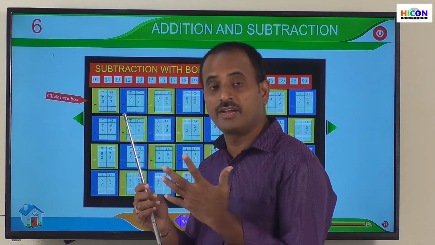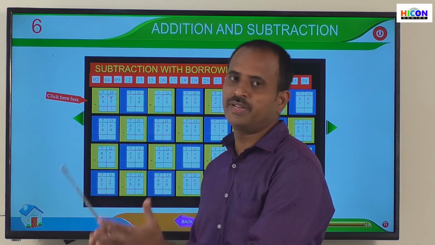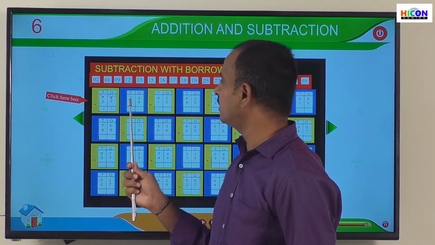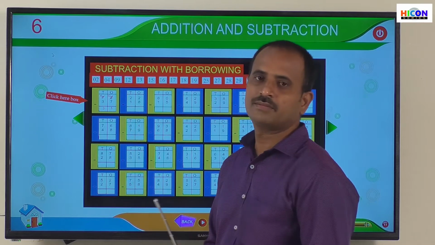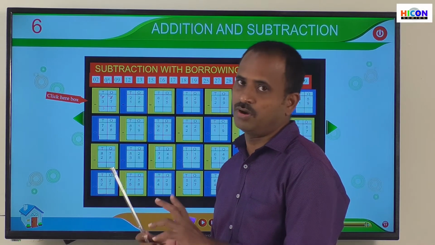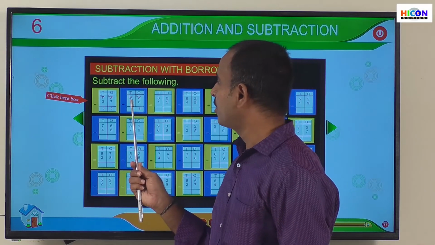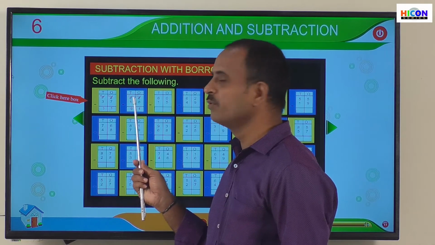We have to take borrow from the next place. What is the next place here? Tens place. And how many tens are there? There are 2 tens. And get 1 ten borrow. So get borrow 1 ten from 2 tens.